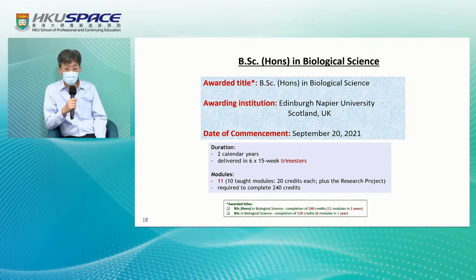That means if they complete those modules in the first year, they will fulfill the requirement and get the 240 credit, and they will be offered a Bachelor of Science, 120 credit. They will graduate as a Bachelor of Science with an ordinary degree. If they complete 2 years, that means they finish all those 11 modules, and they have 240 credits, and they will get the Bachelor's degree with honors.